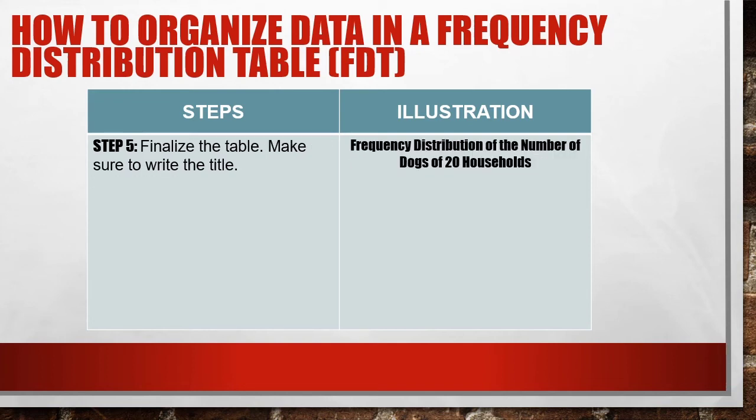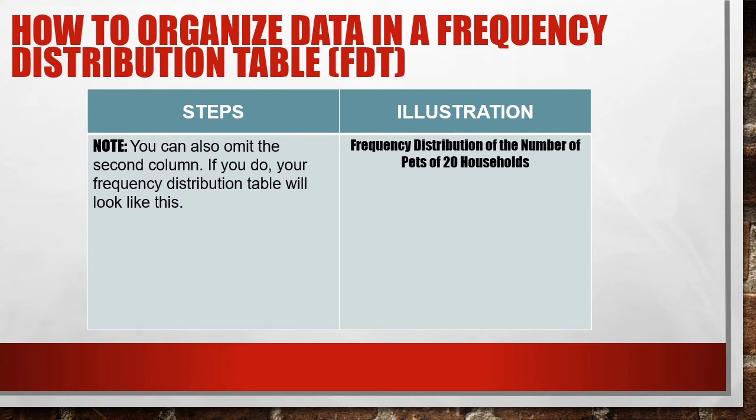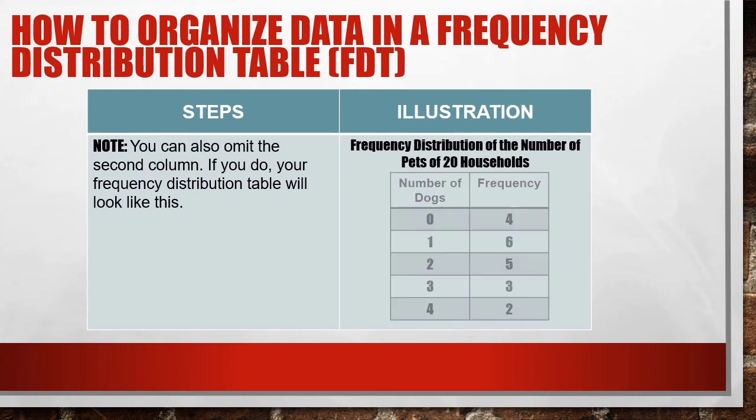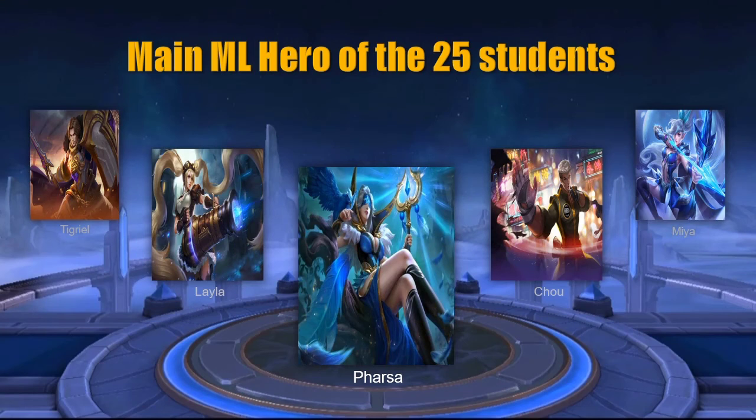Step number 5. Finalize the table. Make sure to write the title. Since our data is about the number of dogs in each household, our title will be Frequency Distribution of the Number of Dogs of 20 Households. Note, you can also omit the second column. If you do so, your frequency distribution table will look like this. Now, let's go back to our example.